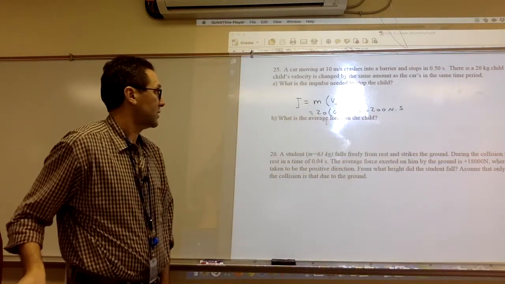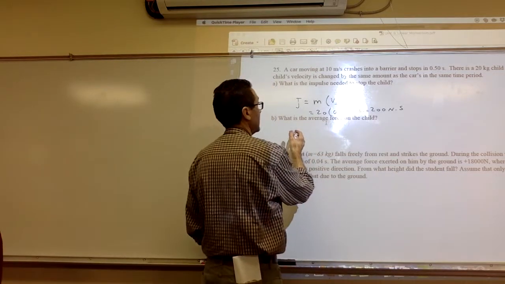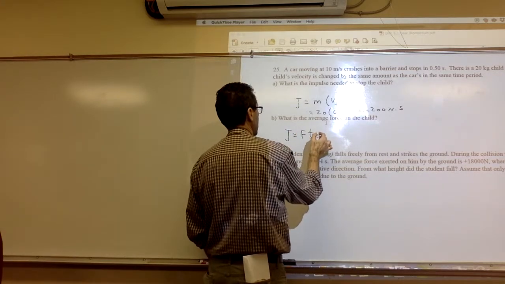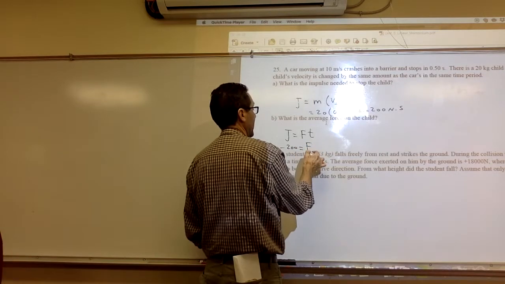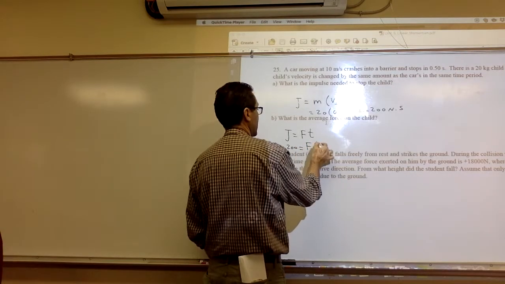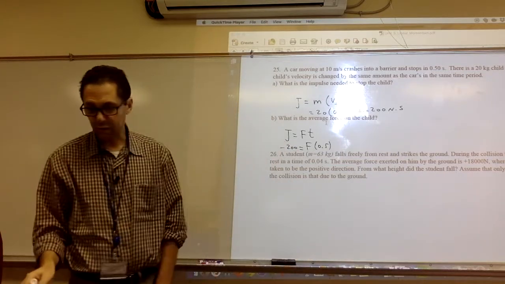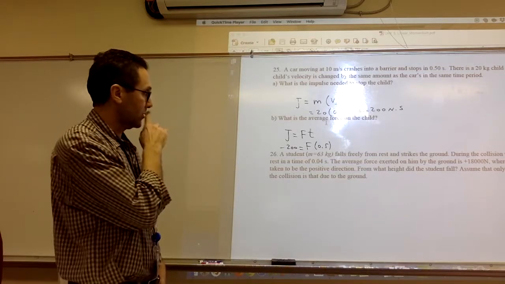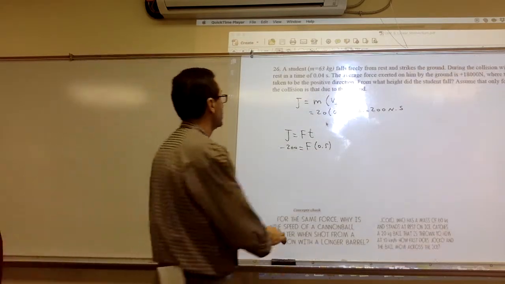Okay, what is the average force on the child? I think we just have to do J equals Ft. So J is known, we calculated it earlier, equals F times the time, which is half a second. So there will be a force of magnitude 400 newtons going against the child. Sorry, that's why you see a negative.